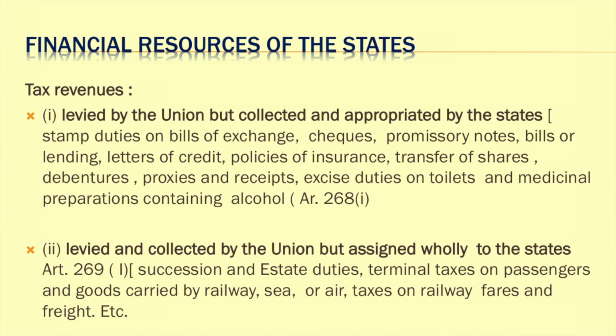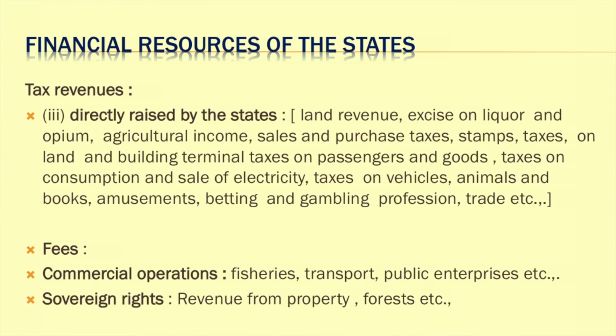Then second, the type of taxes earmarked for the state is levied and collected by the union but assigned wholly to the states. It is as per Article 269. It is succession and estate duties, terminal taxes on passengers and goods carried by railway, sea, air, taxes on railway fares and freights, etc. Then thirdly, taxes directly raised by the states, that is land revenue, excise on liquor, opium and so on. All these types of taxes we are going to look into in the coming slides.